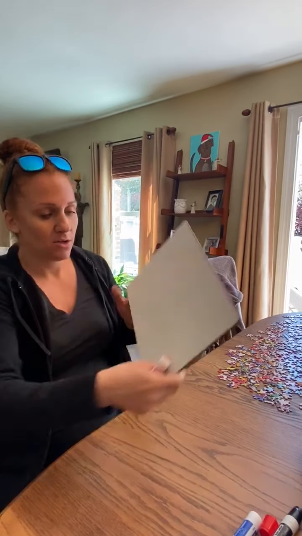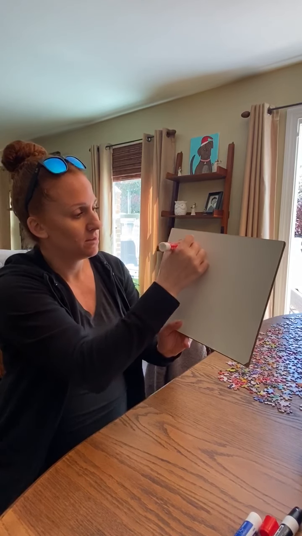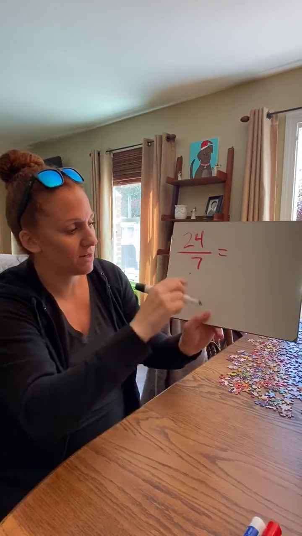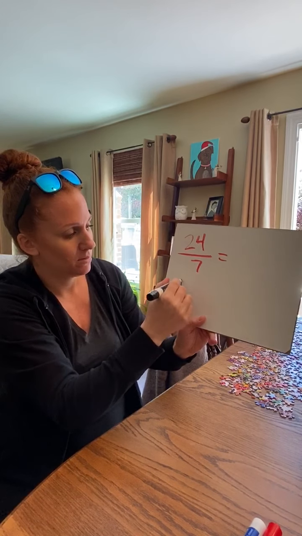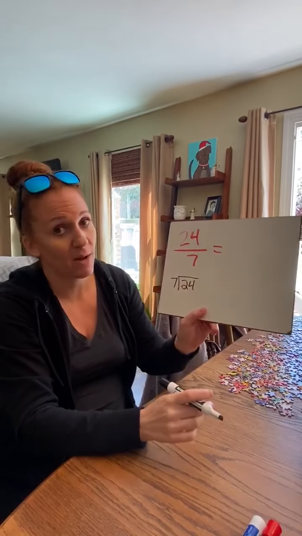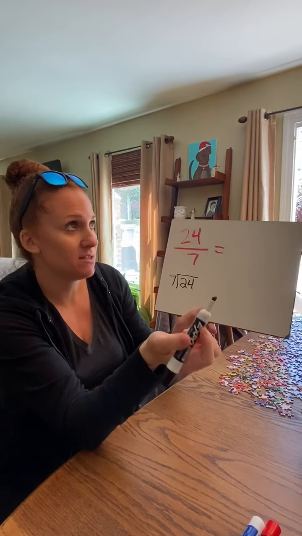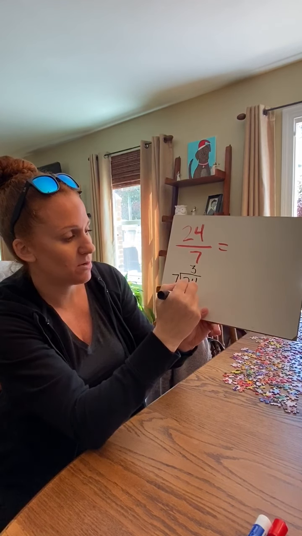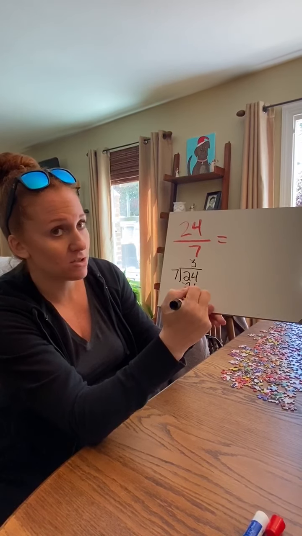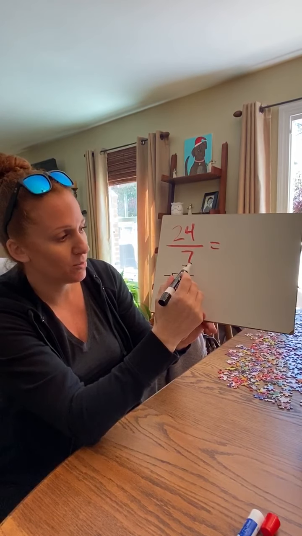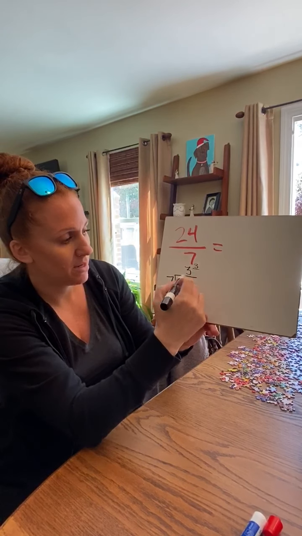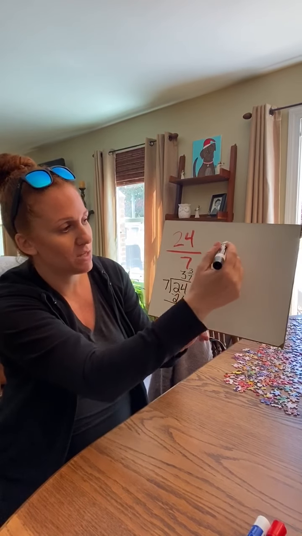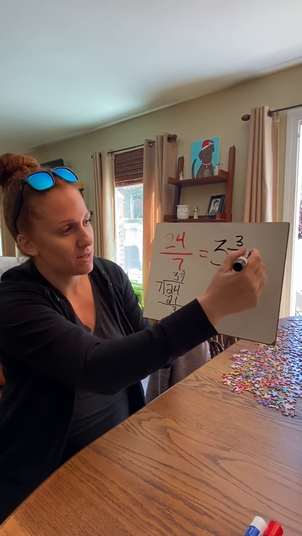So 24/7 would be equal to what? You're dividing. I'll write the division problem down here. You have to know your math facts. 7 goes into 24 how many times? 7, 14, 21. Okay, so 3 times, which is 21, subtract. Our remainder is 3, which becomes our numerator. And our denominator stays the same, 7. So 24 over 7 would be equal to 3 and 3/7.